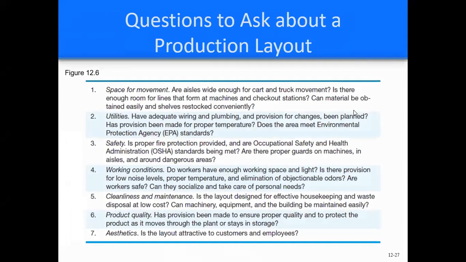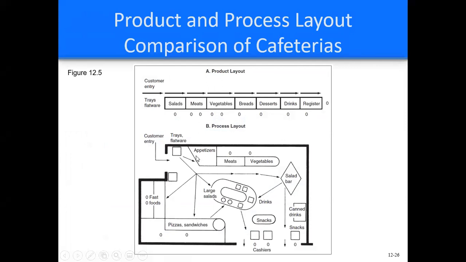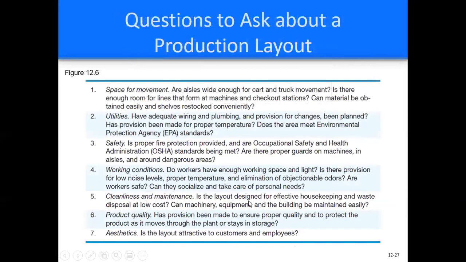The process layout will be appetizer, meat, vegetables, salad. It's like our cafeteria, pizza, they put stuff there. So we can basically go get whatever we want, but we won't follow a certain process, because they put similar functions in a similar area. So that's that.